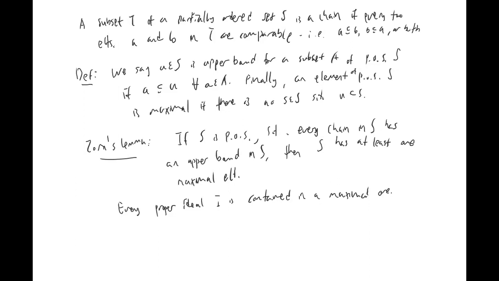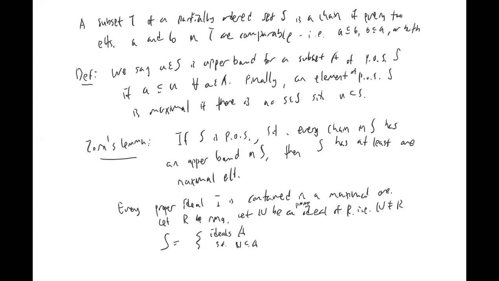So we're going to let R be a ring, and I don't want to use I. Let N be a proper ideal of R, i.e. N is not R. Then we're going to denote S to be the set of ideals A that contain N, such that A is a proper ideal of R.